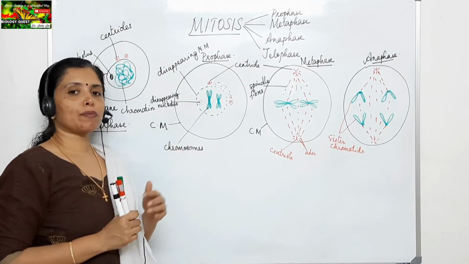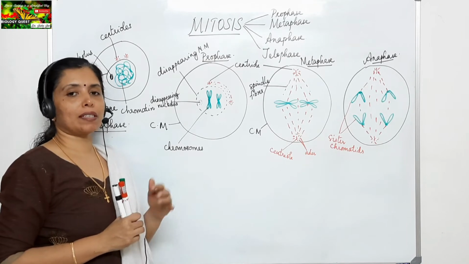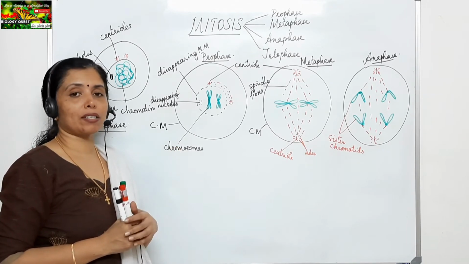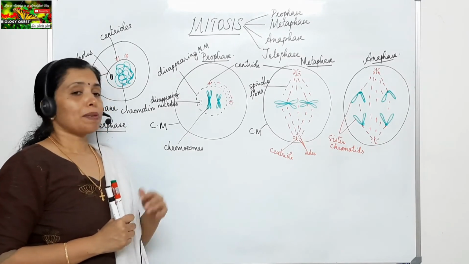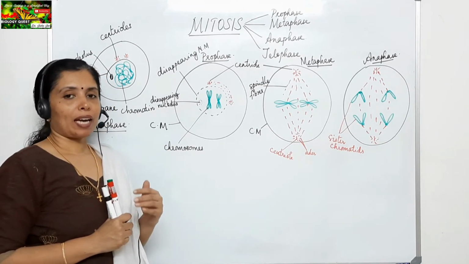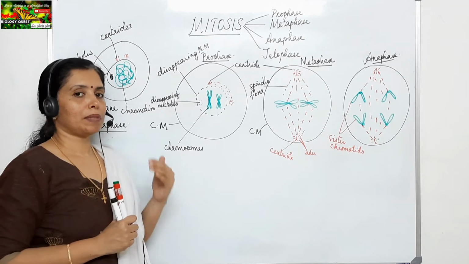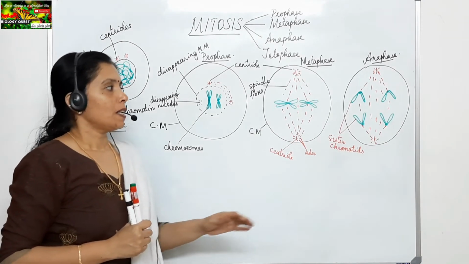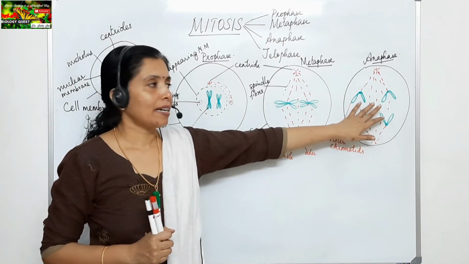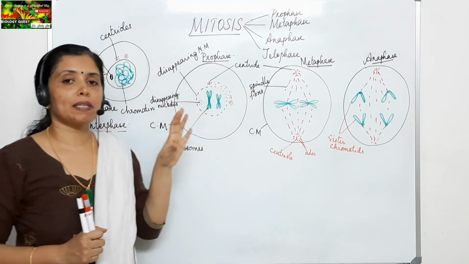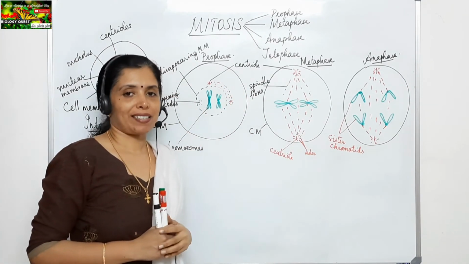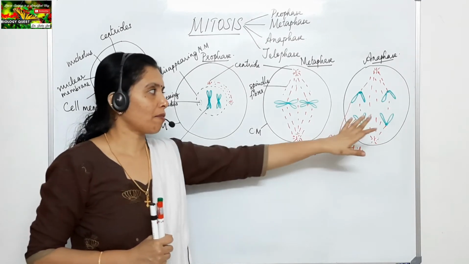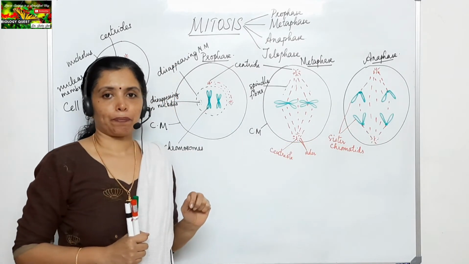So spindle fibers are attached to the kinetochores of the centromere. In one of the previous videos, we have discussed the centromere, which is a primary constriction. We have discussed the kinetochores, etc. So please go through that video if you have a doubt. So that is anaphase. Spindle fibers are attached to the disc-shaped kinetochores of the centromere. So we have completed anaphase.